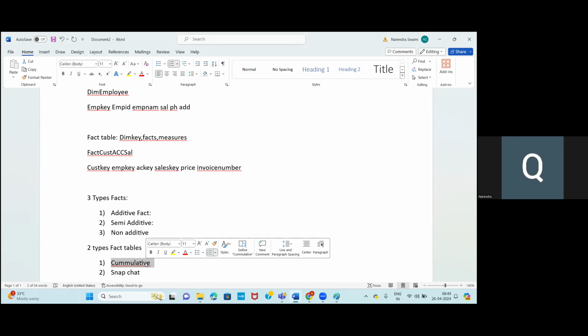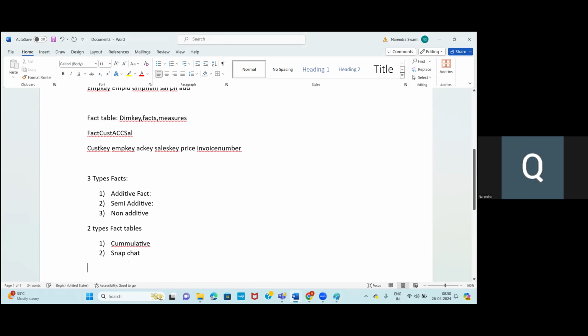And snapshot tells us the state of a thing at an instance of time. So you want to know the current balance of a particular account, what is today's balance, and what is the balance after 1 hour. So that is the instance of time. That is called snapshot fact. Example, this is semi-additive and non-additive, and this is additive. So these are the facts.